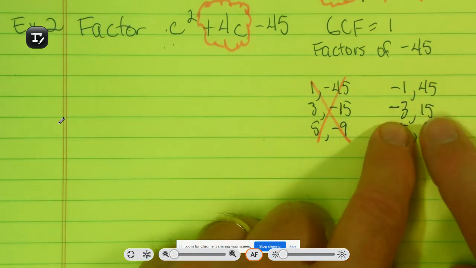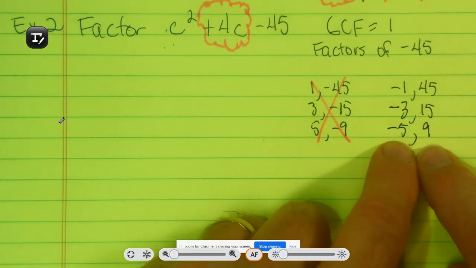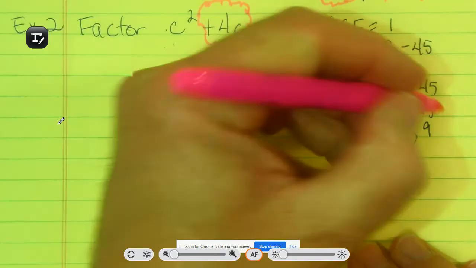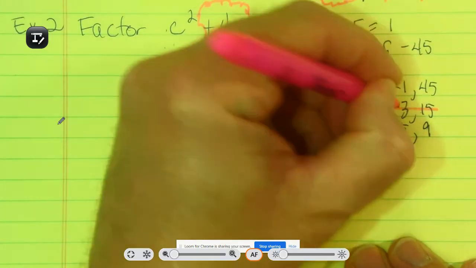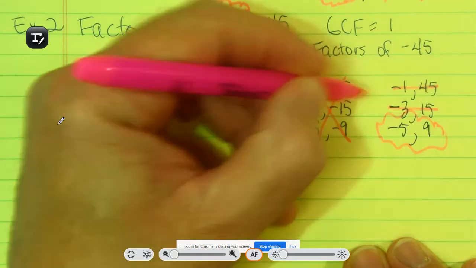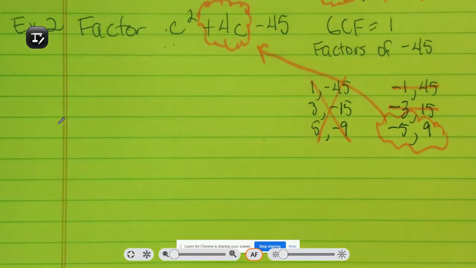And negative 3 and positive 15 is positive 12. And I get down here, negative 5 and positive 9. Yep, that is positive 4. Hey, that's what I'm looking for. Remember, I'm looking for that positive 4 right there. All right, so I'm going to take this one. This is the one that works because they combine to be a positive 4.